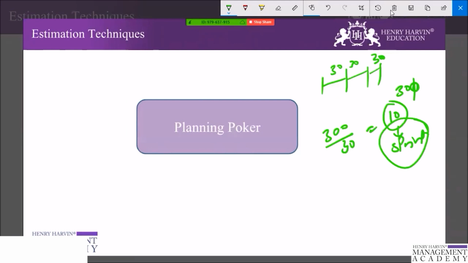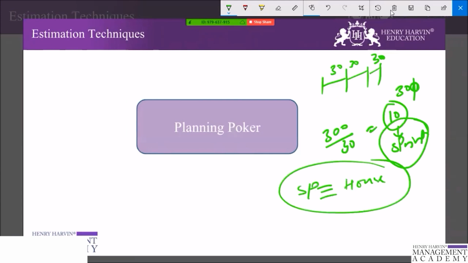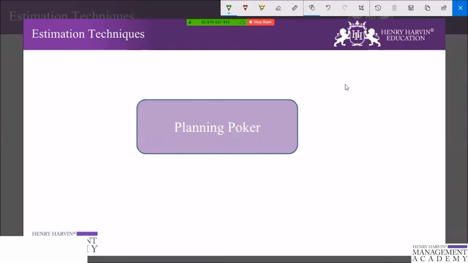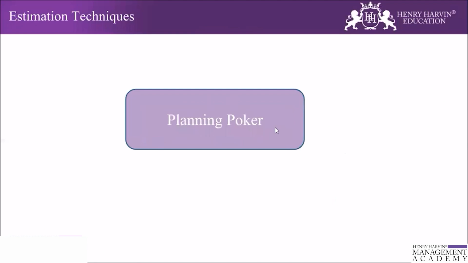And one important point about story points is don't equate story points with hours, right? These two are different estimations, so don't equate story points with the number of hours in the project. So these are a few important points about planning poker.